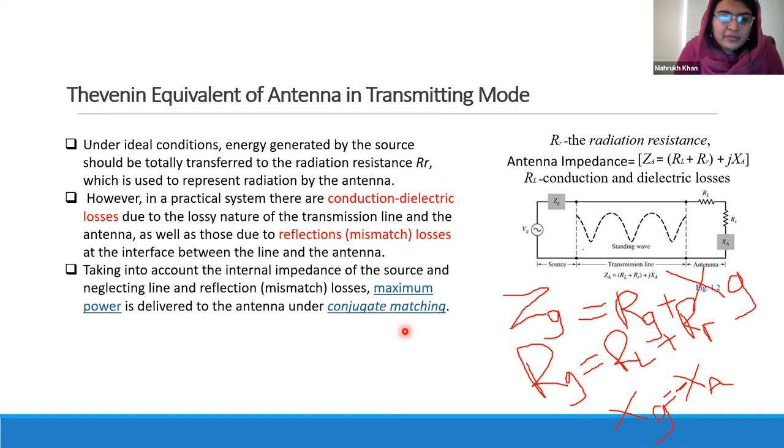Sounds good. So that's what we were saying here. Maximum power is delivered to the antenna. We of course want to transfer maximum power and have maximum efficiency, with fewer losses. That's the design consideration of an antenna, and it comes from the understanding of our equivalent circuit, that we want maximum power transfer towards the load, okay? Sounds good?